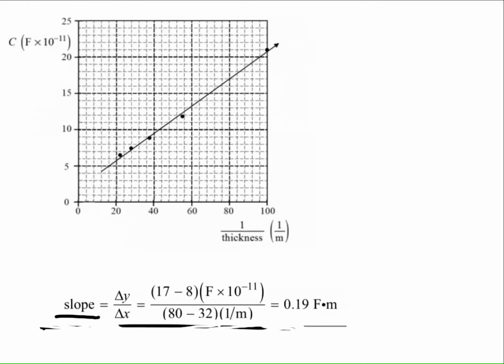Now, I obviously am not going to sit here and make you watch me do a graph. So I've kind of stolen this right off of the key. We have over here the capacitance in farads times 10 to the negative 11. We have the thickness, they're calling it down here. It's 1 over D, which is 1 over m. And then they found the slope.